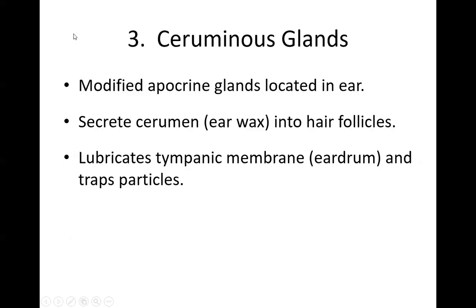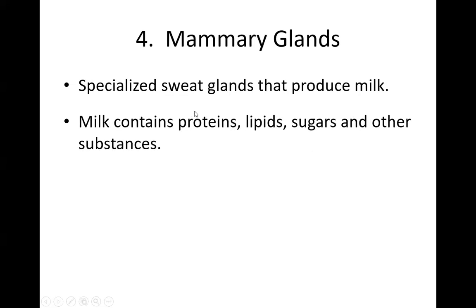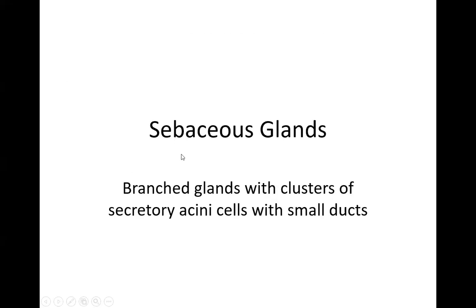Ceruminous gland. Cerumen is secreted where? Where do we find cerumen? Ceruminous gland. In the ear. That's the earwax. It secretes cerumen, earwax, into the hair follicles and it lubricates the tympanic membrane, the eardrum, and traps particles. The mammary glands. These are specialized sweat glands that produce milk. The milk contains proteins, lipids, sugars, and other substances.